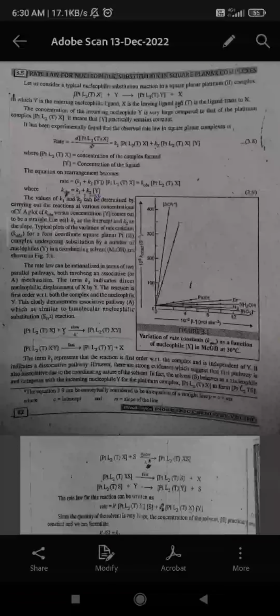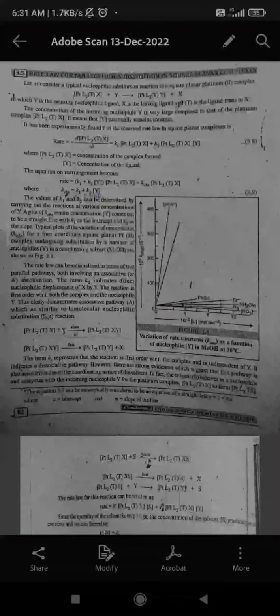Hello everyone, today I'm going to make a video for visually impaired persons on the topic of rate law for nucleophilic substitution in square planar complexes, from the chapter Thermodynamic and Kinetic Aspects of Metal Complexes, book Inorganic. So let's start. Rate law for nucleophilic substitution in square planar complexes.